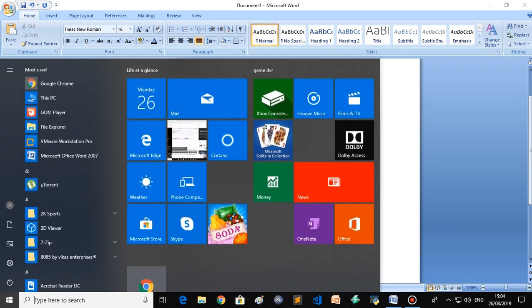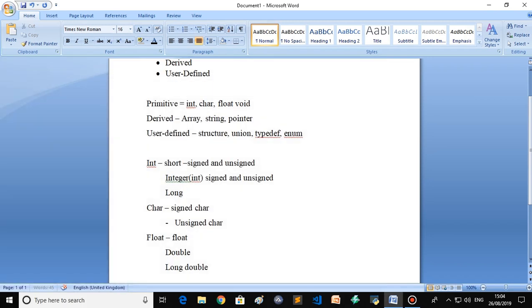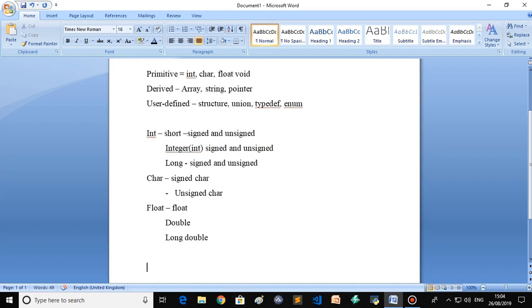And void doesn't have any classification. So short can be classified into signed and unsigned. Similarly, integer also can be classified into signed and unsigned. I'm just copying and pasting here. And long can also be classified into signed and unsigned.